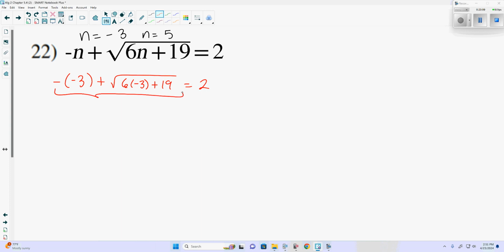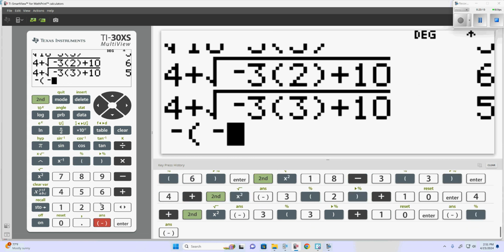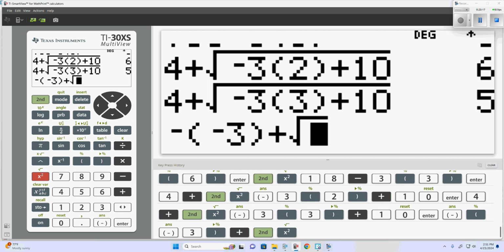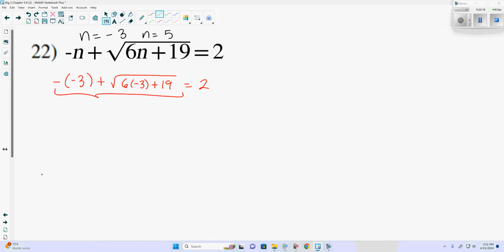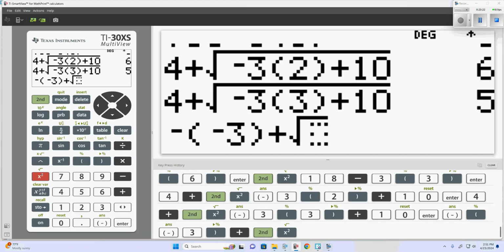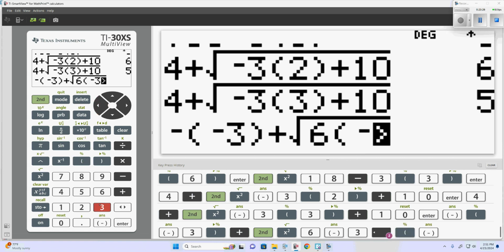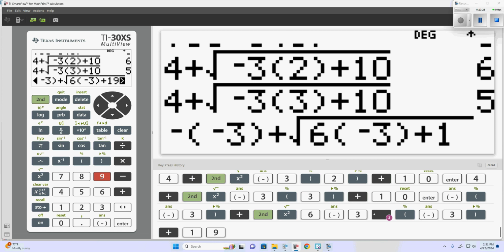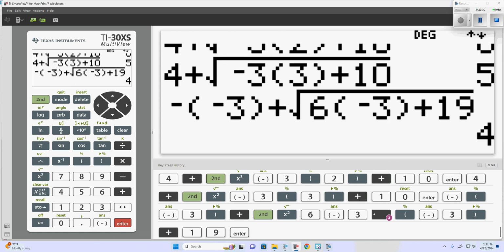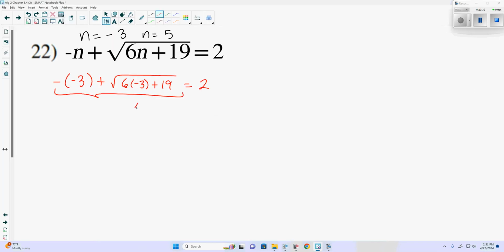And again, when we check, we can type that whole thing in. Negative 3 plus the square root of 6 times negative 3 plus 19 is 4. So is 4 equal to 2? No, so our negative 3 solution is extraneous. Now, we can do the same thing with 5.